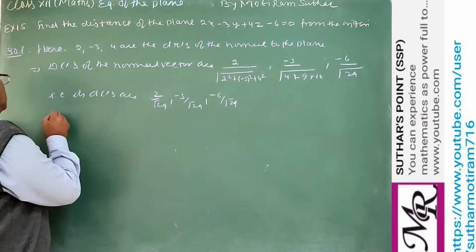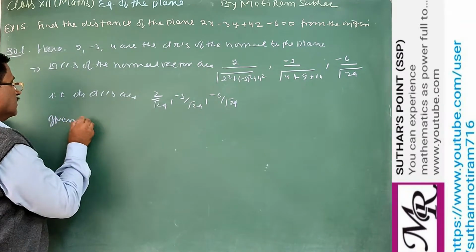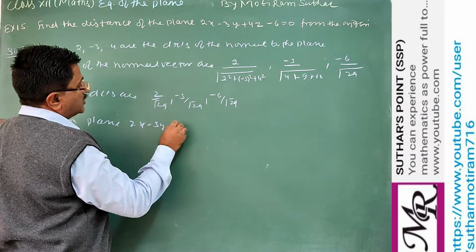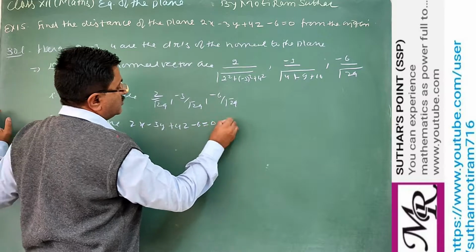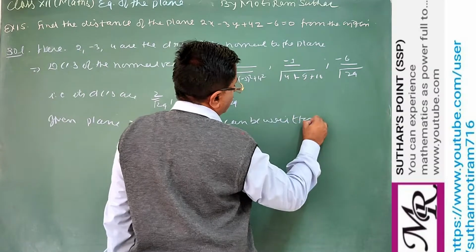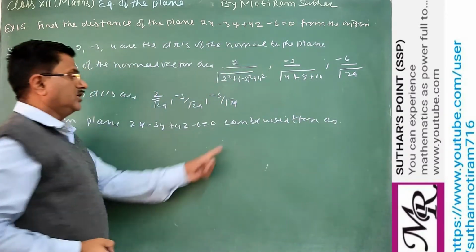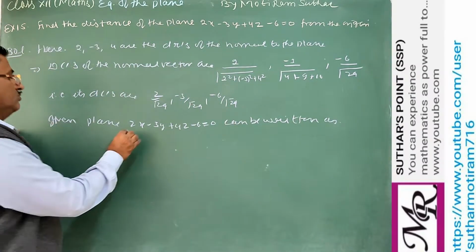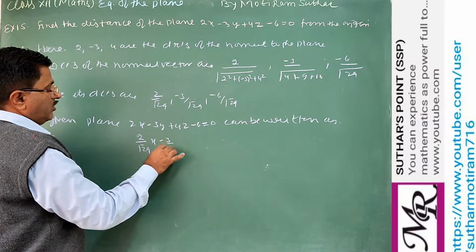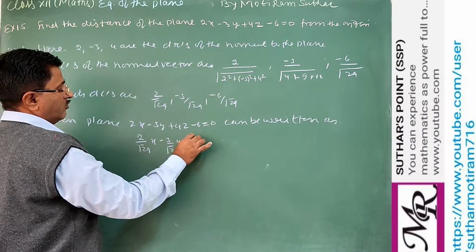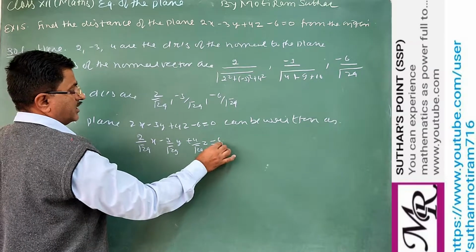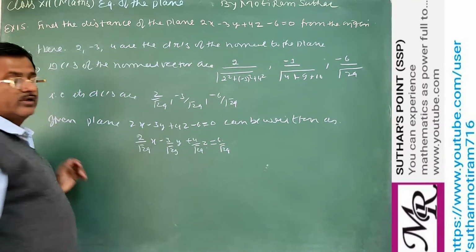Clear? So the given plane 2x minus 3y plus 4z minus 6 equal to 0 can be rewritten by dividing throughout by root 29. So what we get: 2 upon root 29 x, minus 3 upon root 29 y, plus 4 upon root 29 z equals, transferring the 6 to the right-hand side, 6 upon root 29.